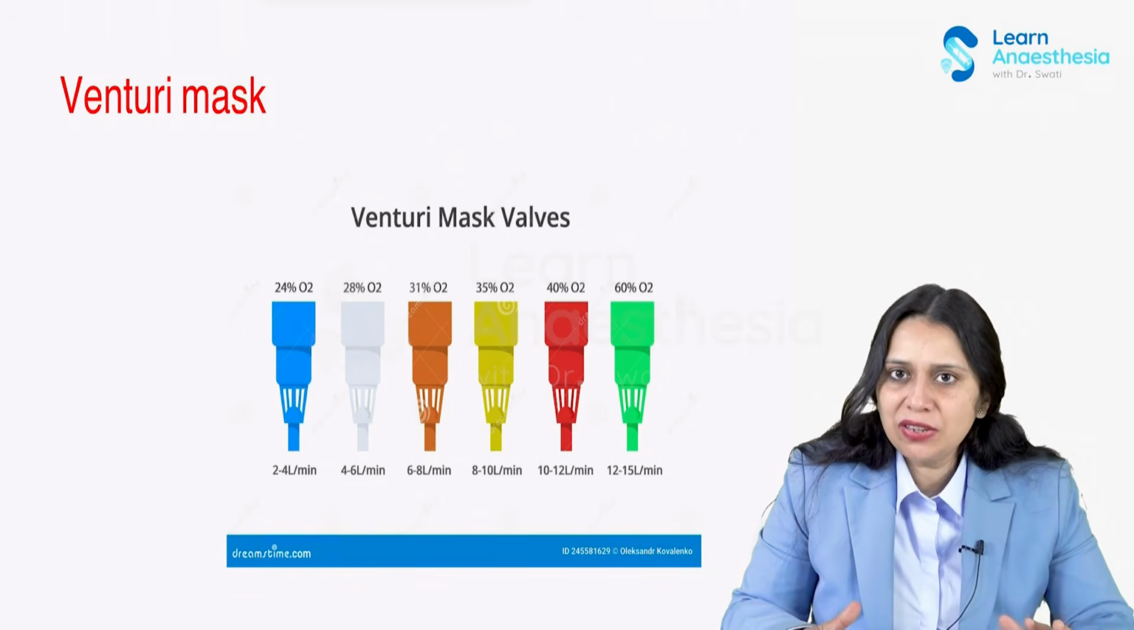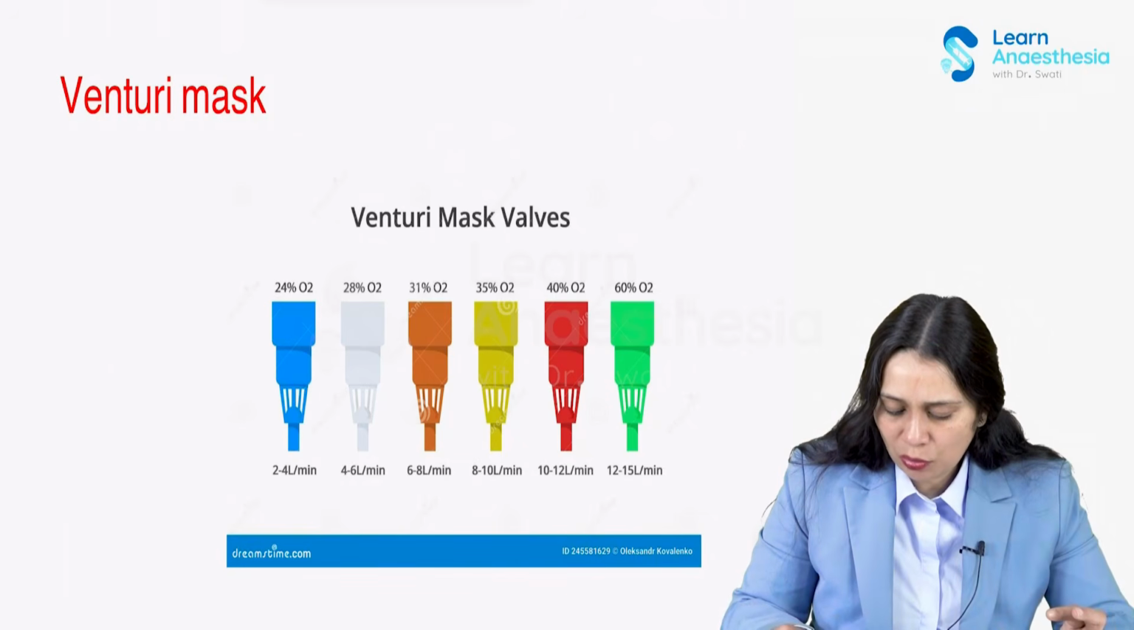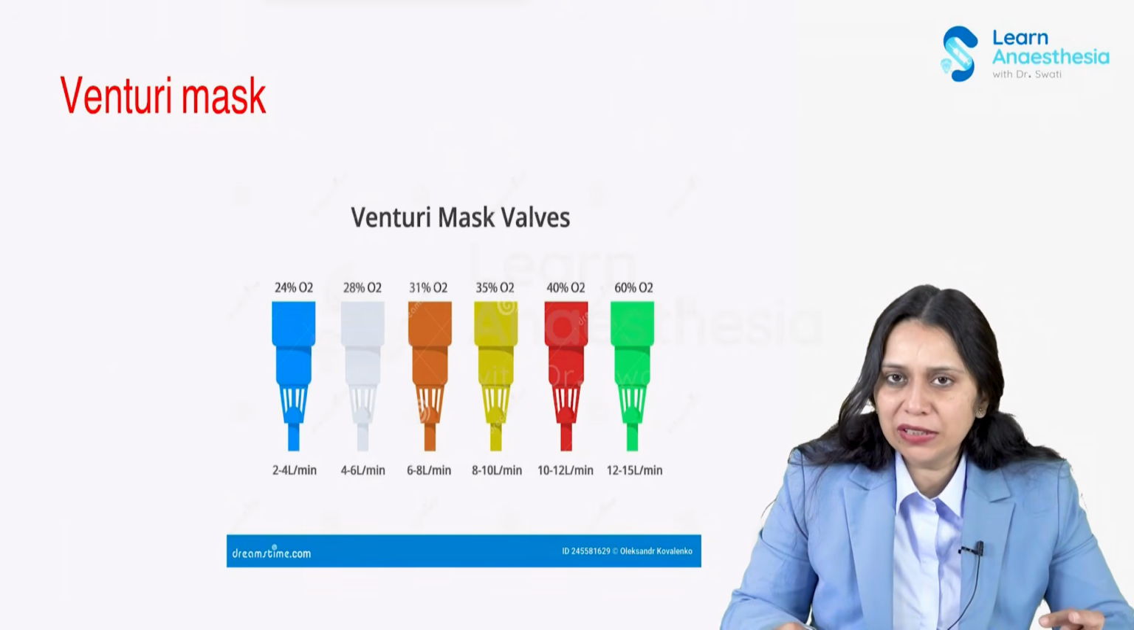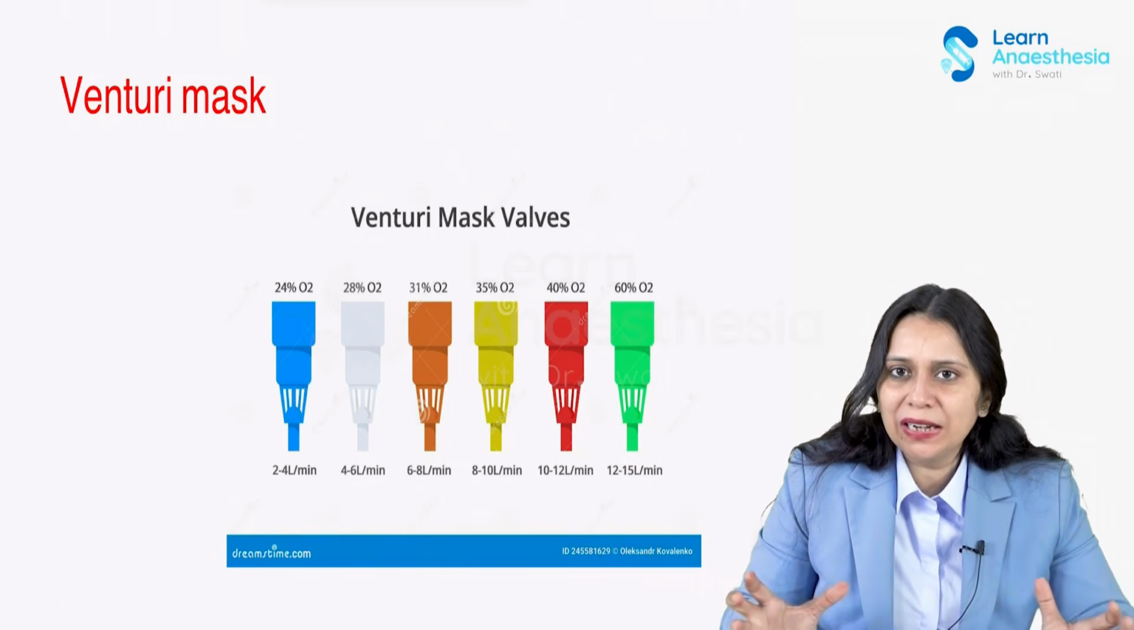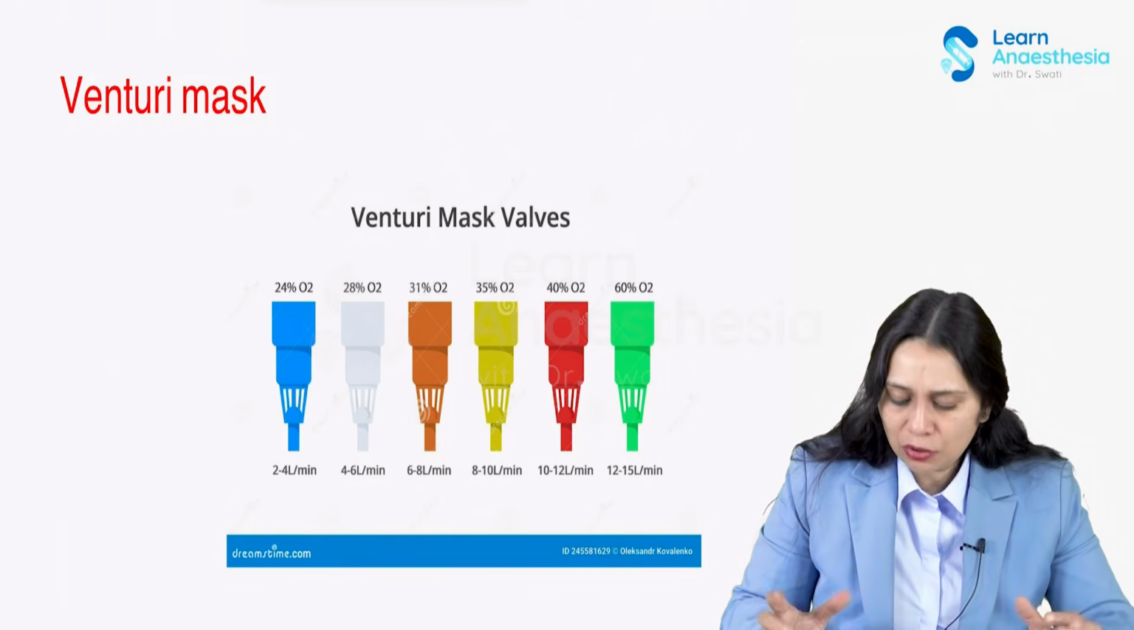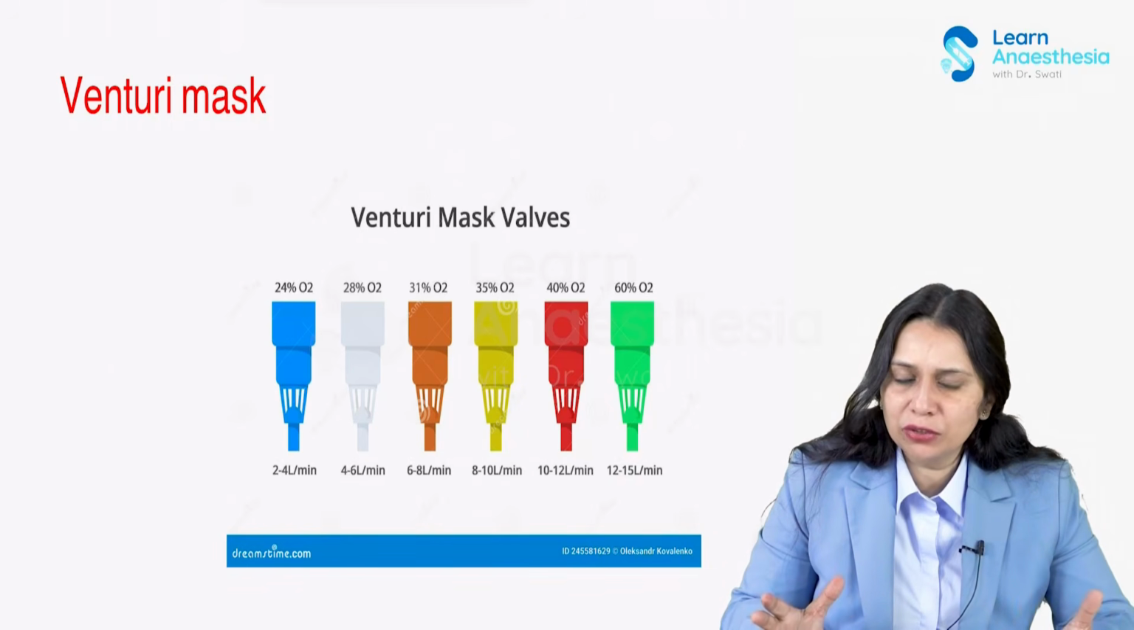Because of this change in the cross section, at the constricted part, what happens? The pressure drops. There are holes created in the side wall of that constricted part. When the pressure drops, the room air is entrained into this Venturi barrel. So overall flow received by the patient will become higher.